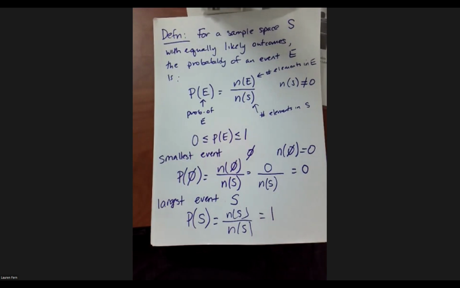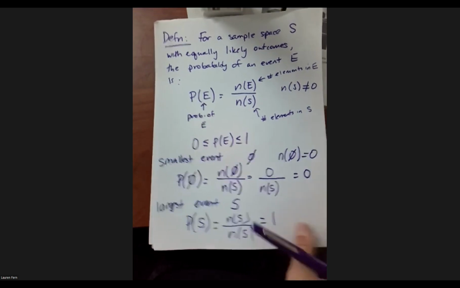Now, you're not responsible for proving this to me, but I think it's very important that you see why the probability has to be between 0 and 1. You cool? Oh, yeah. Okay.